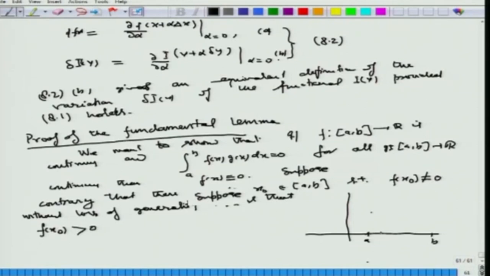So, if it is at the end points, then if it is the left end point, we take some interval or neighborhood around a on the right of this, and if it is the right end point, then we take a neighborhood around b inside the interval a b. If it is an interior point like this, then we can take a neighborhood around this x 0.